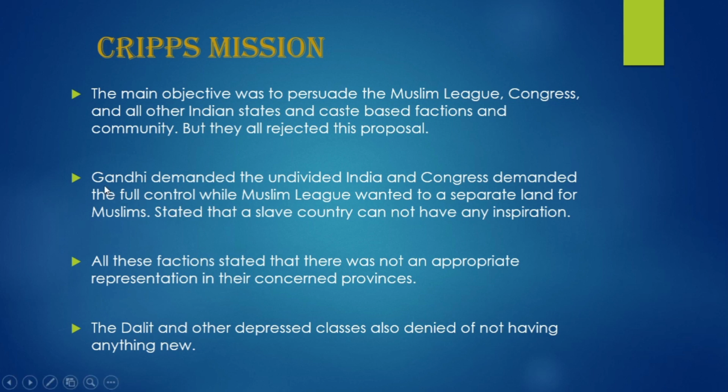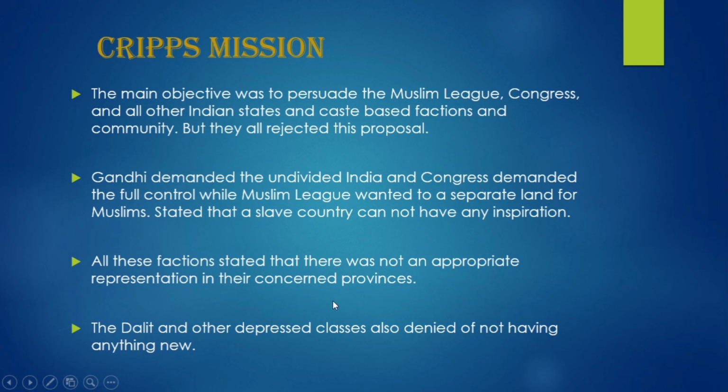Let's move forward. Gandhi demanded an undivided India. The Congress demanded full control over India, while the Muslim League wanted a separate nation, you can call it Pakistan. But they stated that a slave country cannot have any aspiration. They were considering that a slave country cannot make any aspiration. All these factions stated that there was not appropriate representation in the concerned provinces.